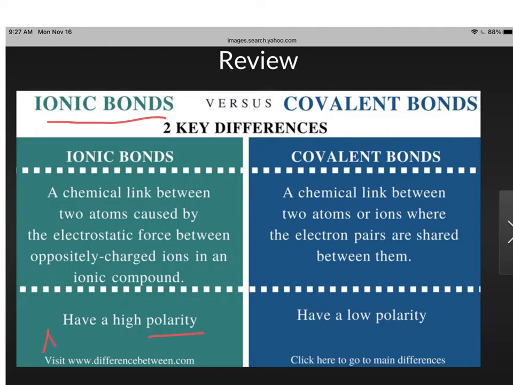So if you have something like sodium with 1 dot and chlorine with 7 dots, remember that this dot is actually going to transfer into that empty space. They transfer electrons. Okay, and that's what we did. So the new thing for covalent is going to have a lower polarity and they're going to share. Okay, so let's do an example of that.